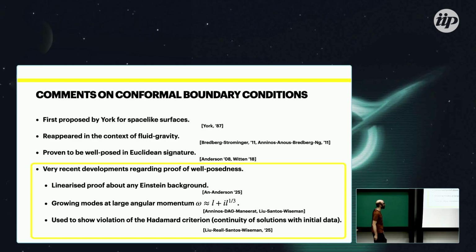not satisfy what is called the Hadamard criterion. That means that bulk solutions should be continuous with initial data. So if you move your initial data a little bit, you will find a solution that will be close to your previous one. Is the normal Dirichlet or Neumann problem well posed in Euclidean, or is this?